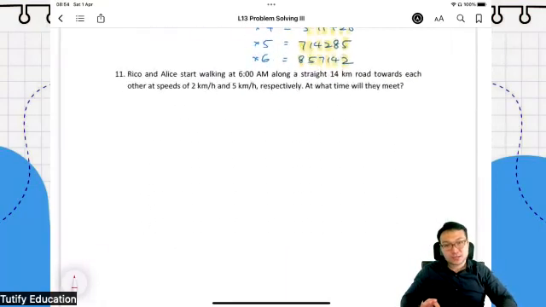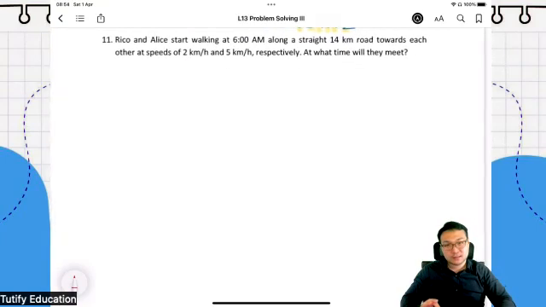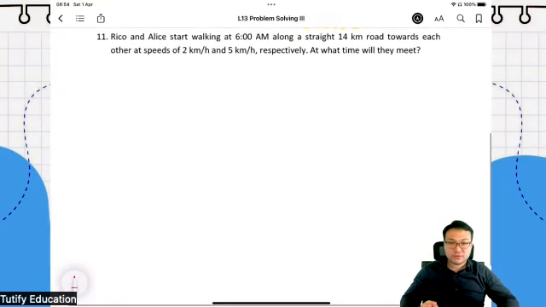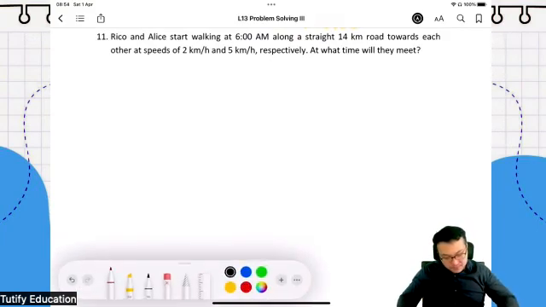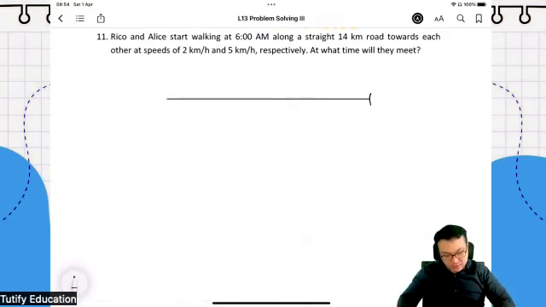Okay, let's move on to question 11. Now, you have Rico and Alice walking at 6 a.m. And there's a road 14 kilometers long. So they are walking towards each other, okay?